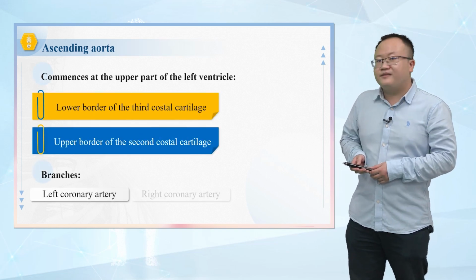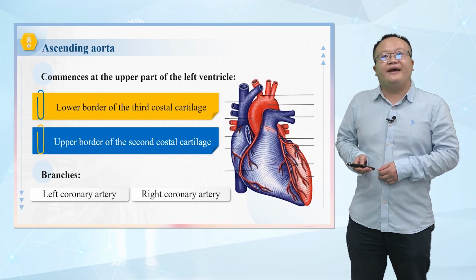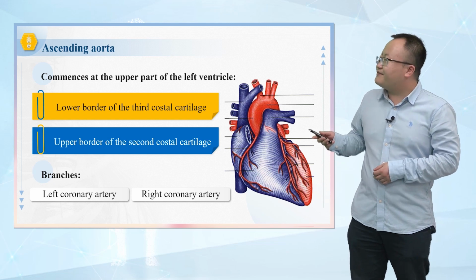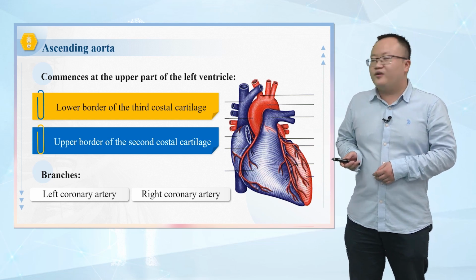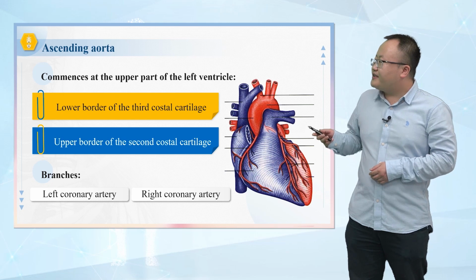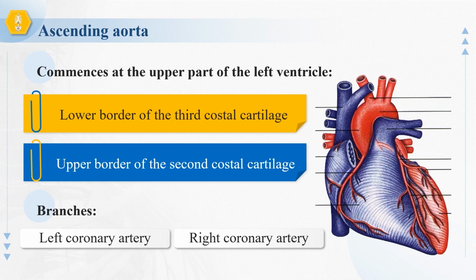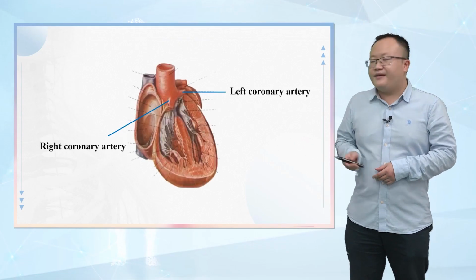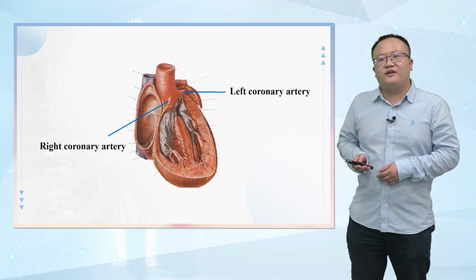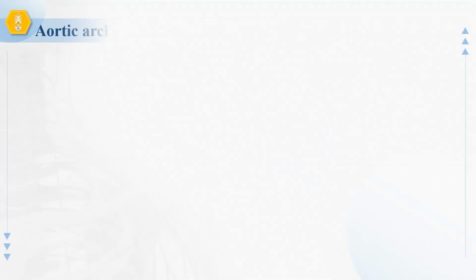The ascending aorta begins at the upper part of the left ventricle, with its lower border at the third costal cartilage and the upper border at the second costal cartilage. Its branches include the left coronary artery and the right coronary artery. Here we demonstrate the coronary artery branches.